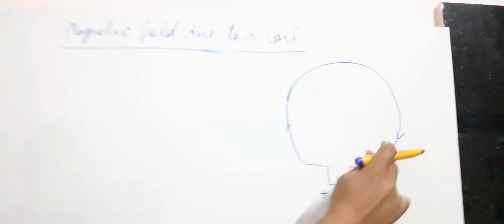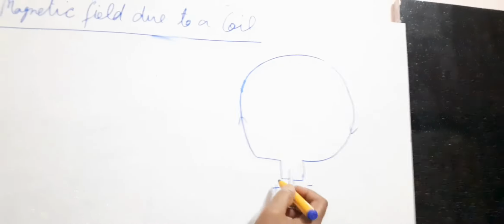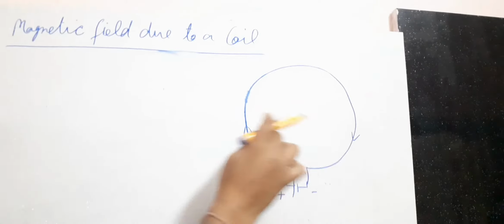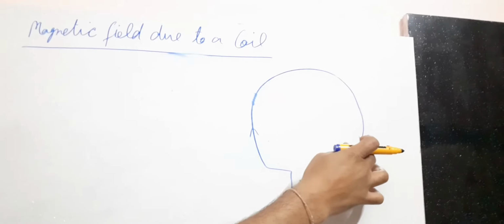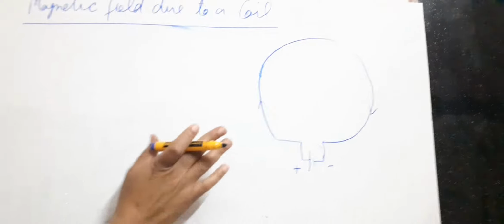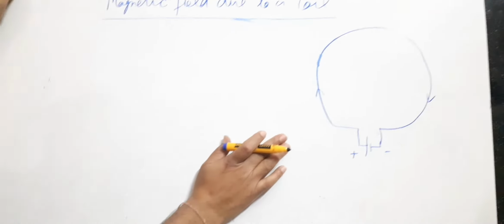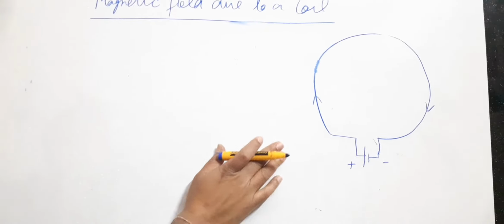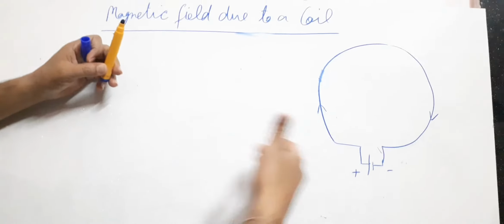This is a circular coil and it is connected to a battery, positive end and negative end. The direction of current is from positive to negative. These two arrows represent the direction of current. If you want to find out the magnetic field due to this current carrying coil, then what you will do? This circular loop you will hold.